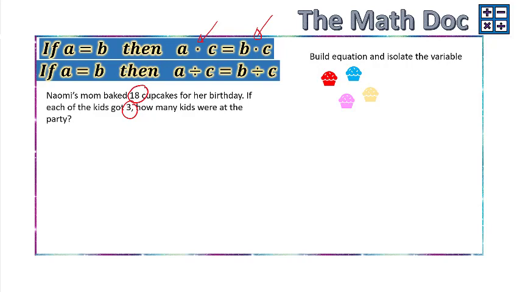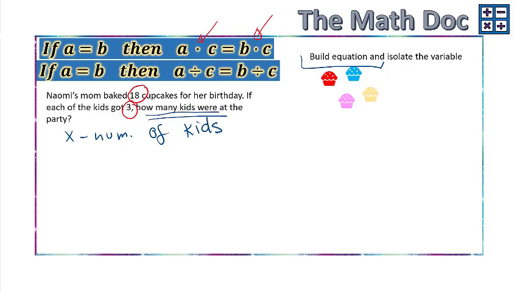Okay, so let's try to first build our equation, right? Our first step is building the equation, and later we will isolate our variable. What is our variable? Our variable is how many kids, right? It comes from the answer to how many kids were at the party. So x is the number of kids. Okay. So now let's see.